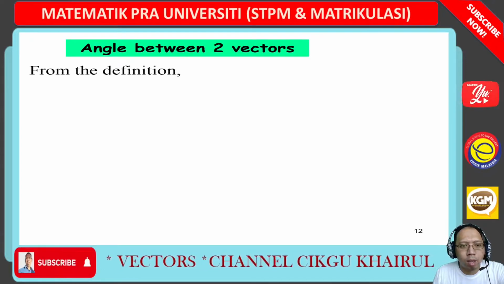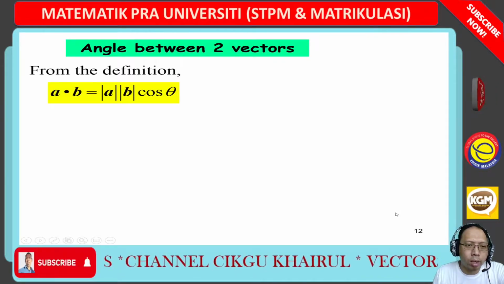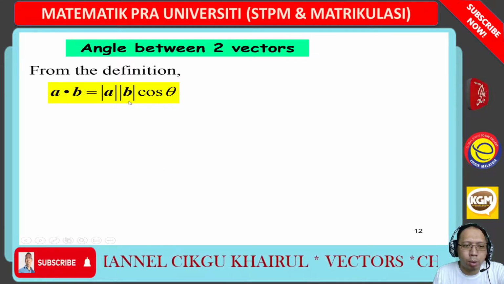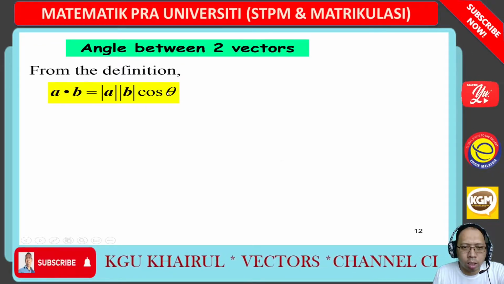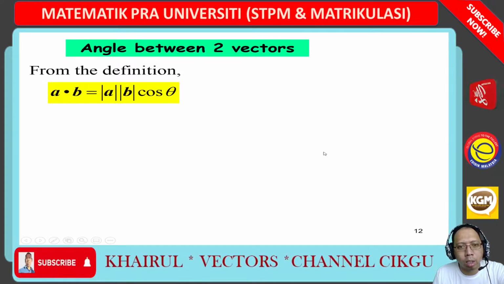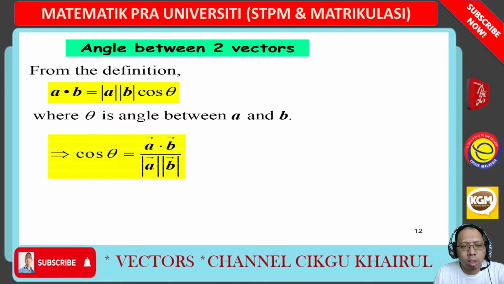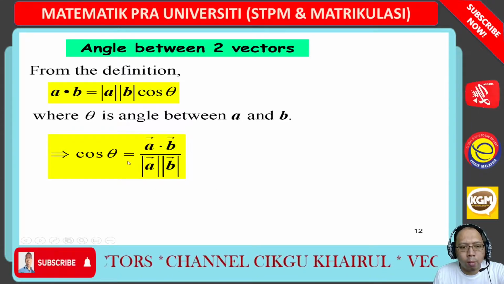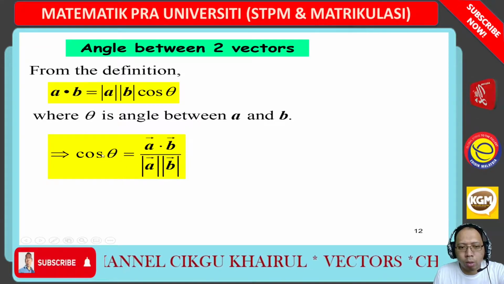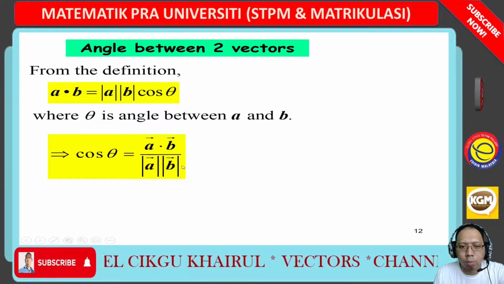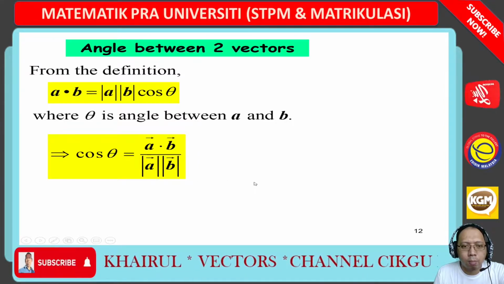Okey, tengok. From the definition, berdasarkan video sebelum ini, scalar product, so A dot B equal to magnitude A magnitude B cos theta. Okay, so kalau nak cari angle, maksudnya kita tengok theta di sini lah, berapakah sudut yang terbina antara dua vektor, where theta is an angle between A and B. So cos theta, we can make it cos theta as the subject. So cos theta equal to A dot B divided by magnitude A magnitude B.